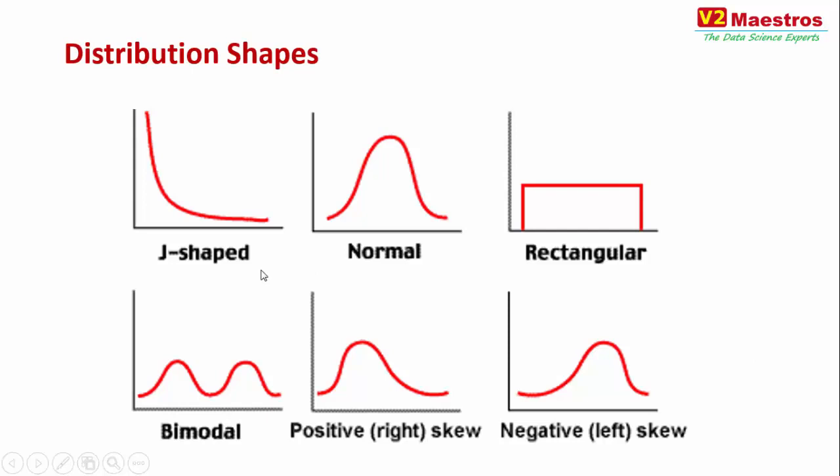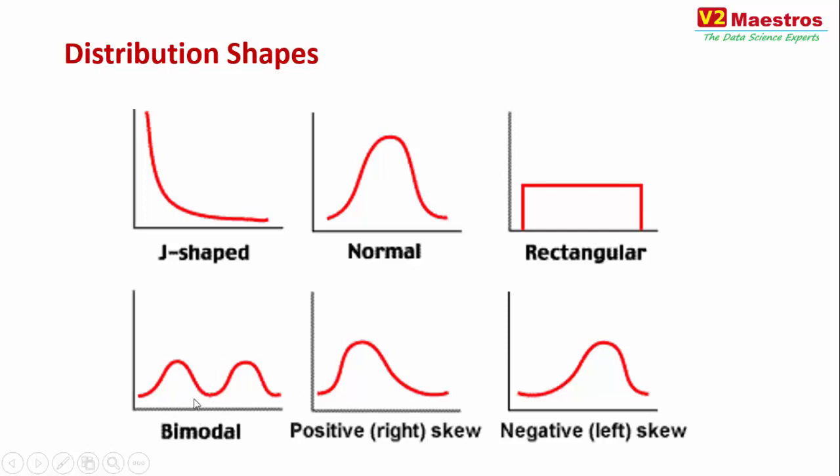There are different types of distribution, like the J-shaped distribution. You see the lower bins have a lot more values than the higher bins. In the case of a normal distribution, you see that the middle bins have the most values, and the lower and the upper bins do not have that many values. In the case of a rectangular distribution, all the bins have an equal number of values.